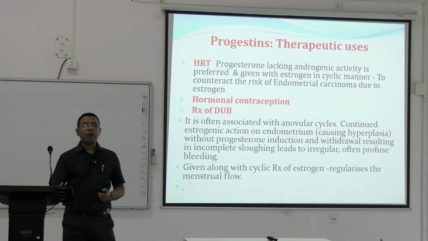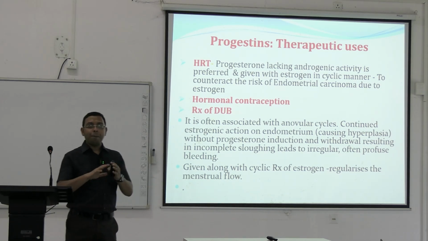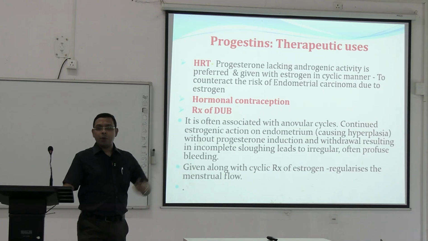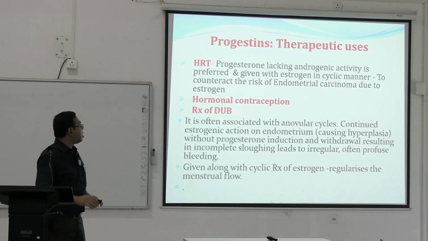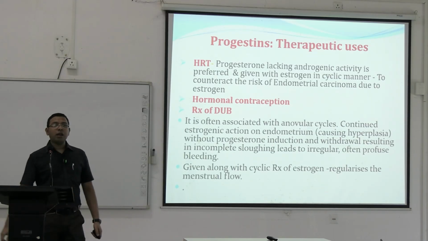In younger women it is to be preferred, but in older women it should not be. It should be preferred in the perimenopausal period but not very long after menopause. So these are the different indications. Hormonal contraceptives we will discuss after this. Next, treatment of dysfunctional uterine bleeding.